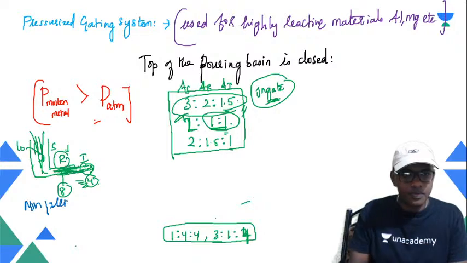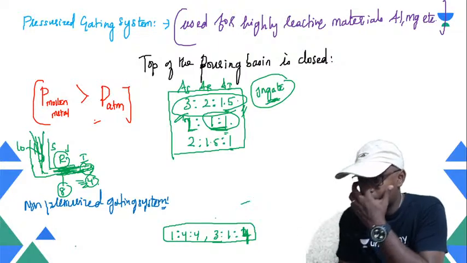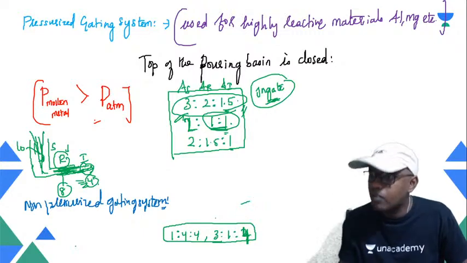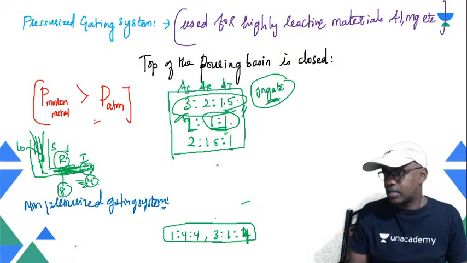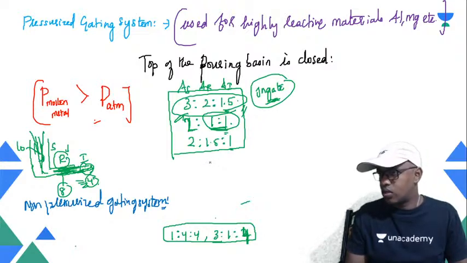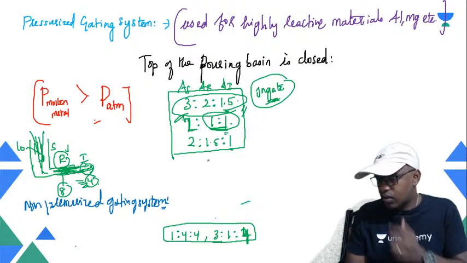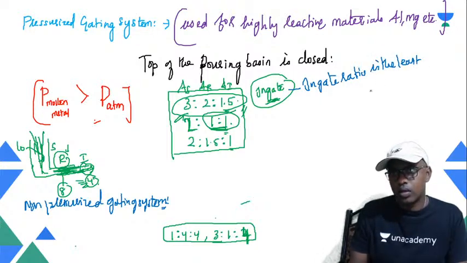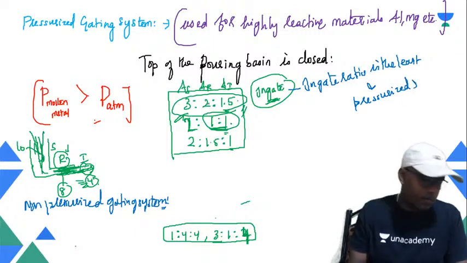Non-pressurized: what is that, sir? The top of the pouring basin is first of all open. That is one way. And it is maintained at atmospheric pressure. It is to be noted. I'm again telling you, if the ingate ratio is the least, it is pressurized. That's the meaning. Understandable, sir? Just remember how many people can enter it.